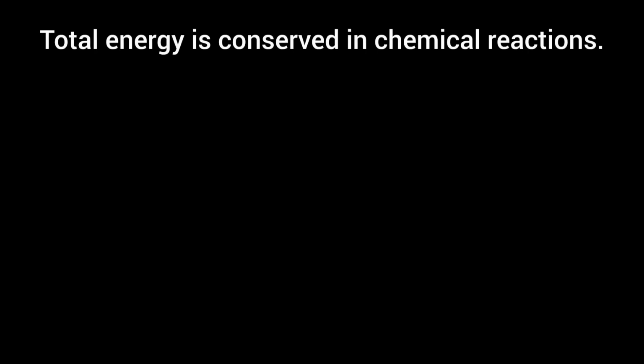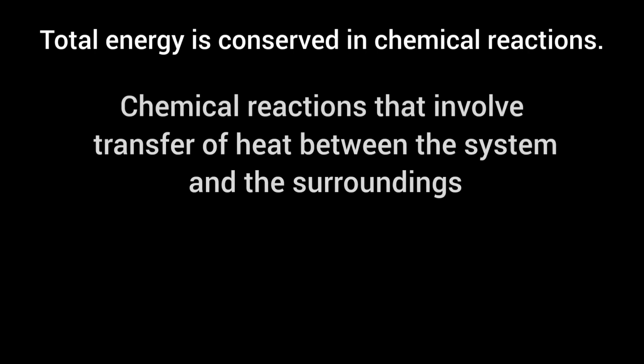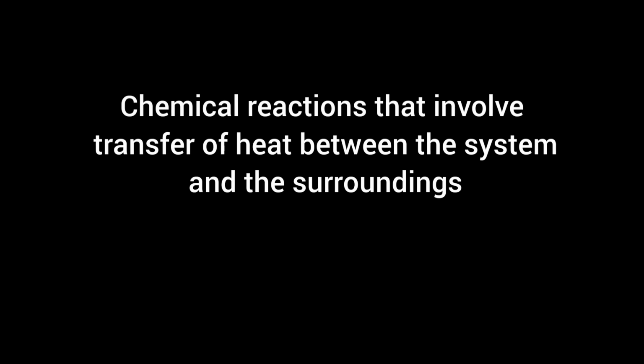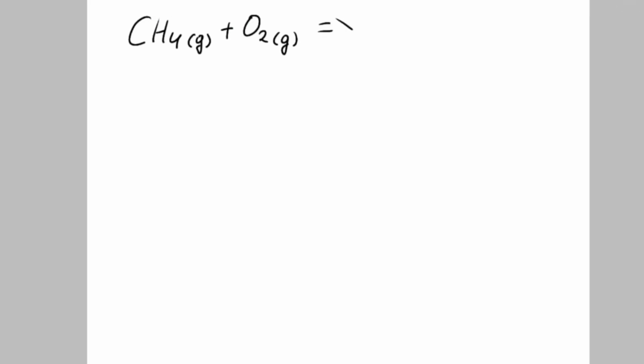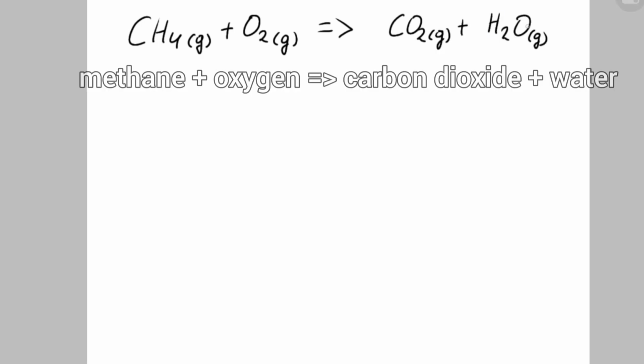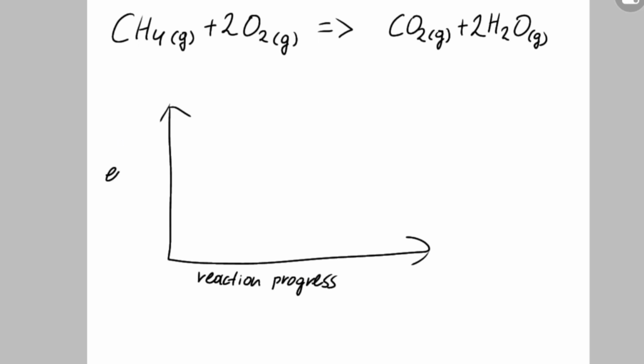Total energy is conserved in chemical reactions, and chemical reactions that involve transfer of heat between the system and surroundings are described as endothermic or exothermic. During an exothermic reaction, heat is released by the system to the surroundings, so the surroundings get warmer. As an example, we can consider the combustion of methane. All the combustion reactions are exothermic since they release heat energy.